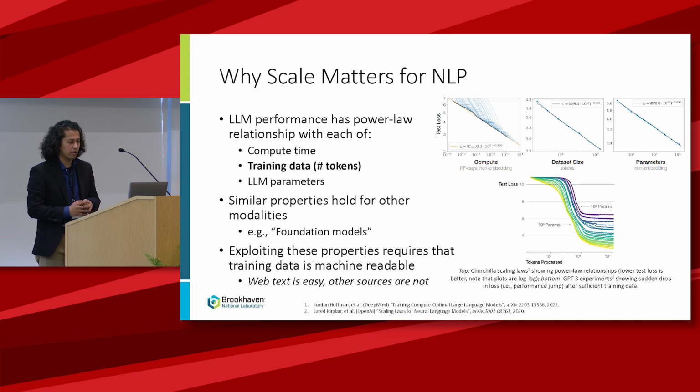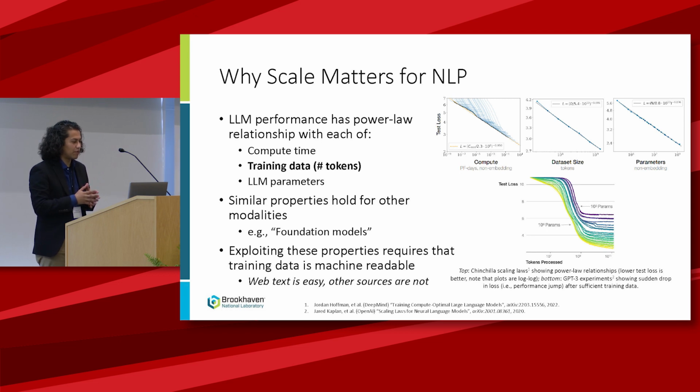Now, these models scale their performance as a power law, a power function of compute time, training data, and the size of the model, the number of parameters of the model. And those plots there show you those parameterizations. Those are log-log plots, by the way, so that straight line is a power function. And these scaling properties also hold for other modalities of data. This is for text data, but it also holds for other modalities. And these are generally called foundation models when we talk about non-text specific large models. In fact, it's a little more nuanced than that, but I have some issues with that terminology.